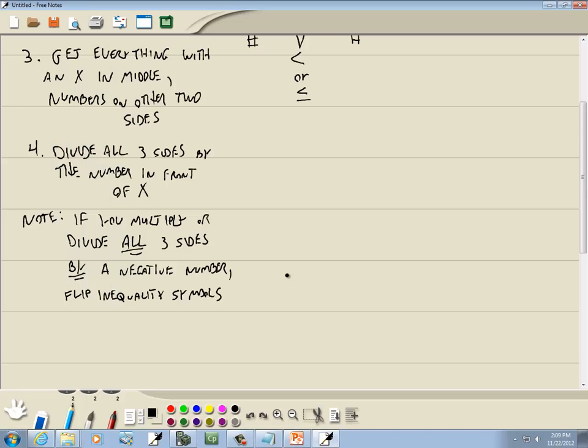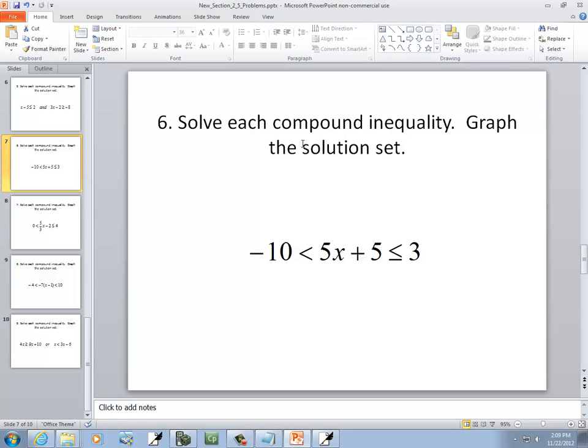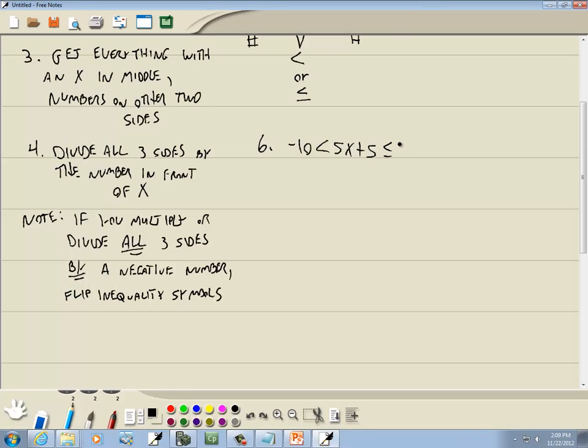Let's take a look at this problem. We've got negative 10 is less than 5x plus 5 is less than or equal to 3. First step, get rid of parentheses. Don't have any. Second step, get rid of fractions. Don't have any. Third step, get everything with an x in the middle, numbers on the other two sides. So I'm going to take this 5 and move it to the right side and to the left side. Just like before, when you take anything across your inequality, the sign changes. So this becomes negative 10 minus 5 is less than 5x is less than or equal to 3 minus 5.